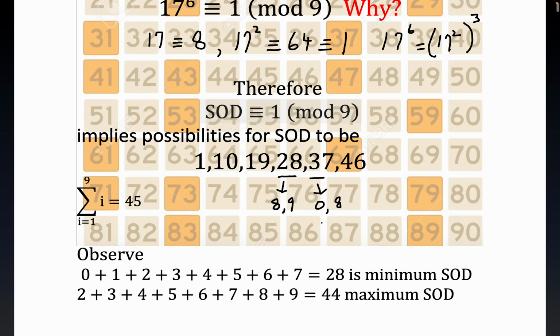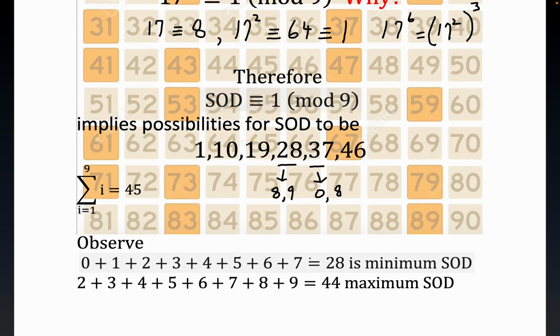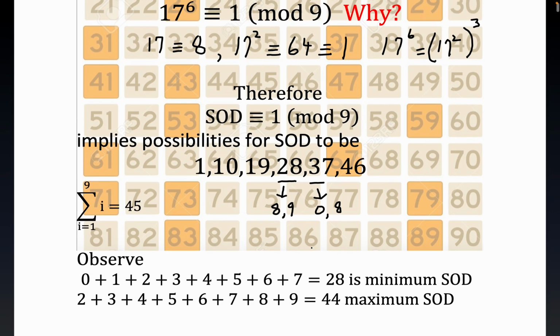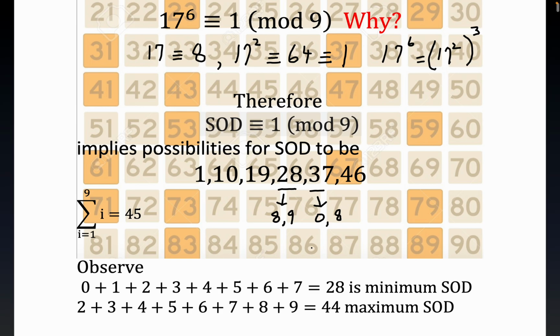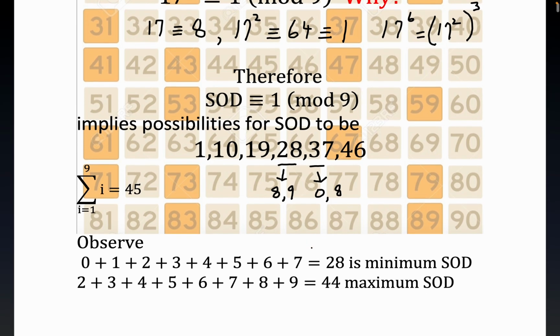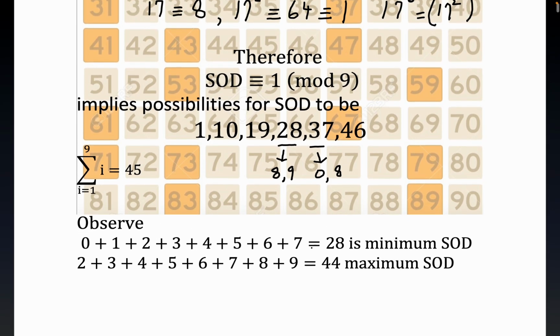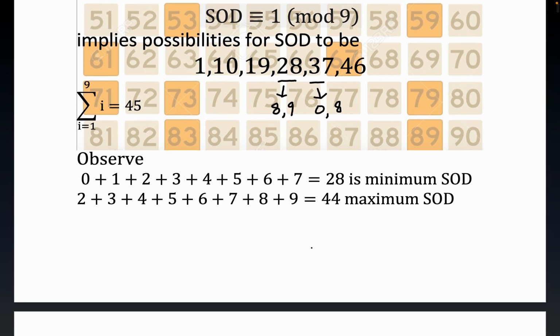But one thing you can consider also is the sum of the digits modulo 10 to find out what the last digit is, and we would gain more information that way. So let's take a look at what happens when we do 17 raised to the 6th power.